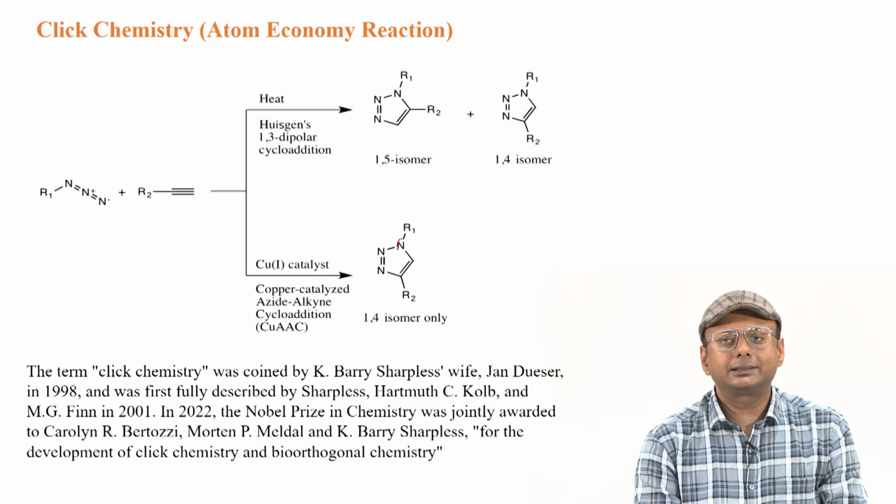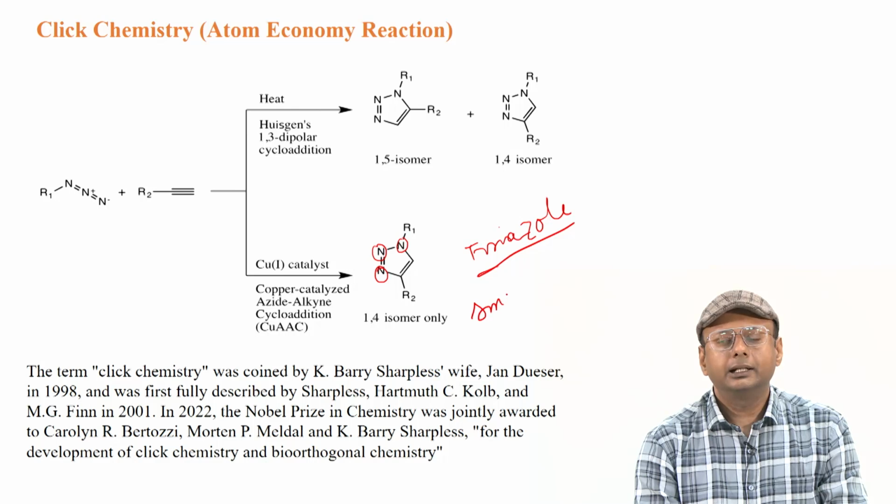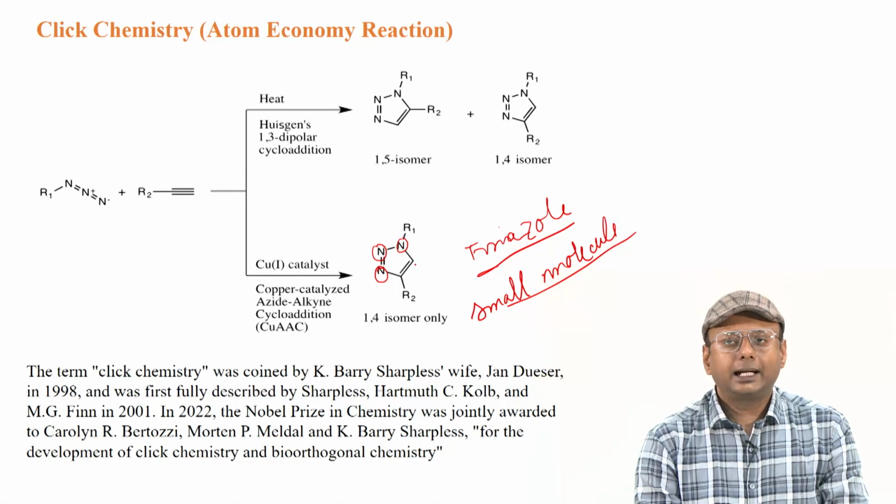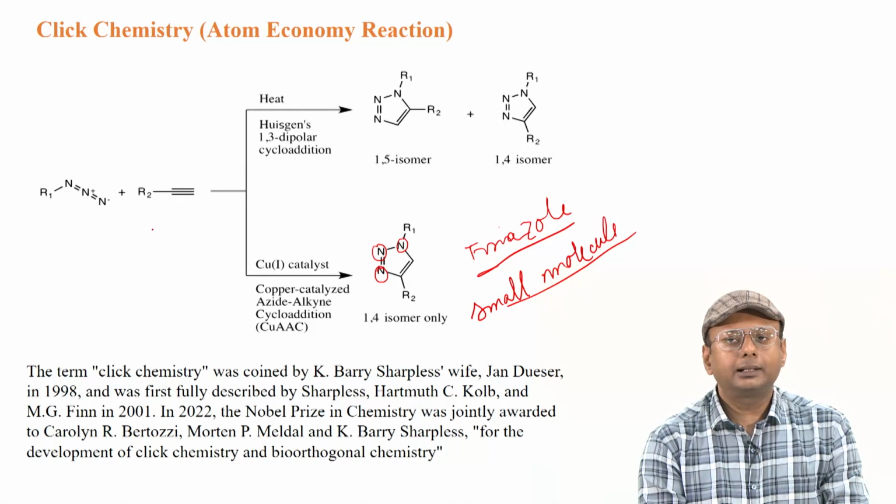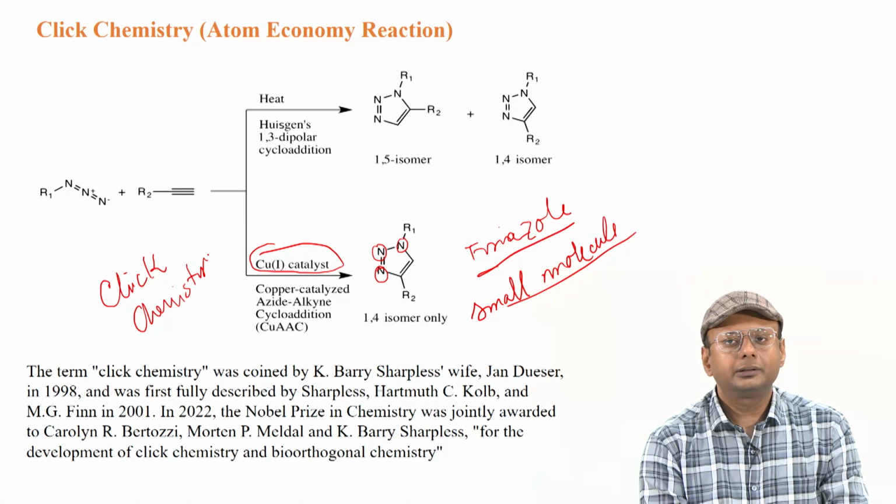These are basically triazole type of molecules. You can see this triple N, so this is called a triazole, and these are different types of small molecules, right. And these triazoles can be developed by click chemistry, copper-catalyzed click chemistry reactions. So this is called a click chemistry reaction, right.